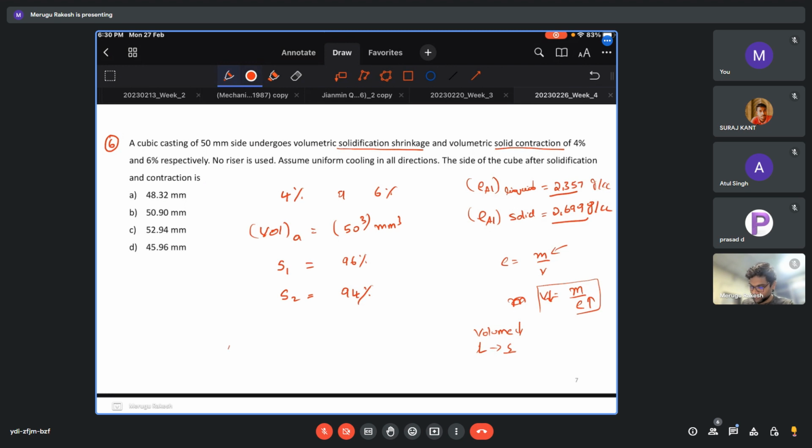So the actual volume is nothing but the initial volume, that is 50 cubed, multiplied by S1, that is 96%, multiplied by S2, that is nothing but 94%.